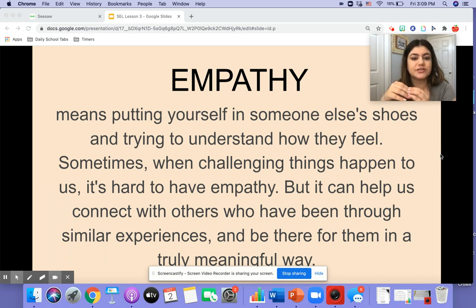No, you're just going to try to put yourself and think about how they feel, trying to understand how they feel. Sometimes, just like with the boy in the video, when challenging things happen to us and the girl, it's hard to have empathy. It is, and that's okay. But having empathy can help us connect with others who have been through similar experiences.